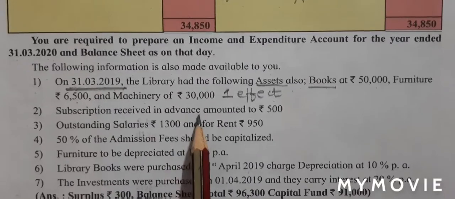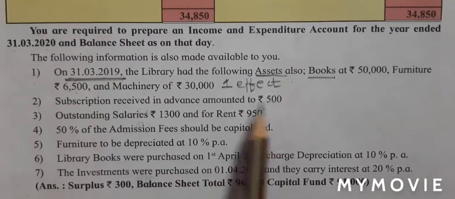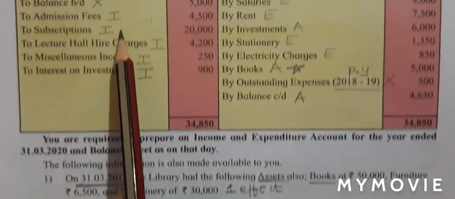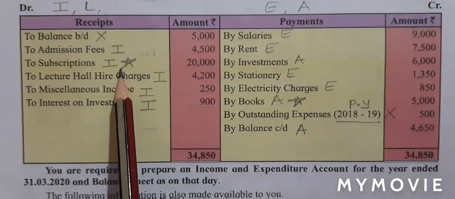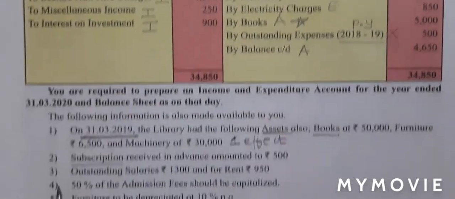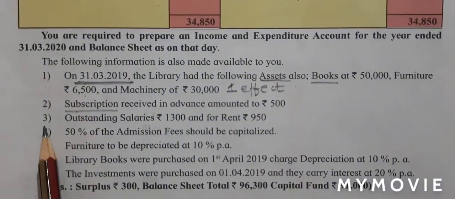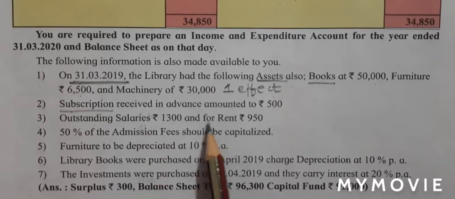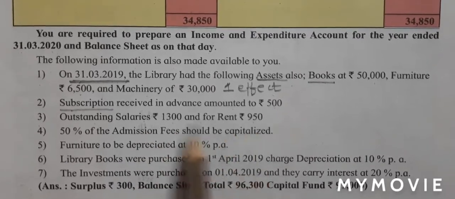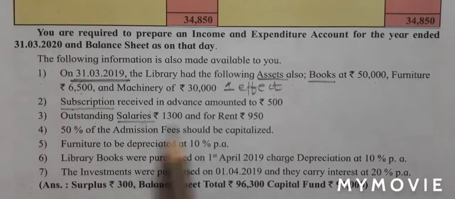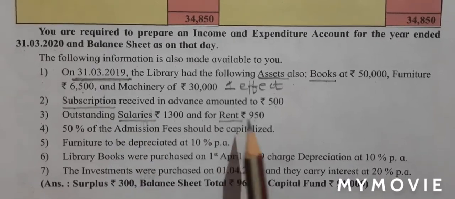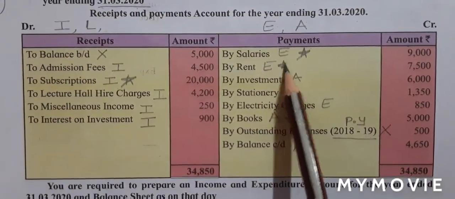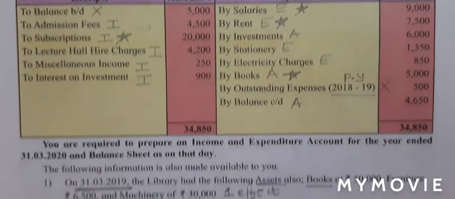Subscription received in advance amounted to rupees 500. Subscription. So I will mark star for subscription. So on the receipt side, I have subscription. I will mark a star. Adjustment number 3. Outstanding salaries rupees 1,300 and for rent rupees 950. So I have to mark star for salaries and for rent. So on the payment side, I have salaries and rent. So I'll mark a star.